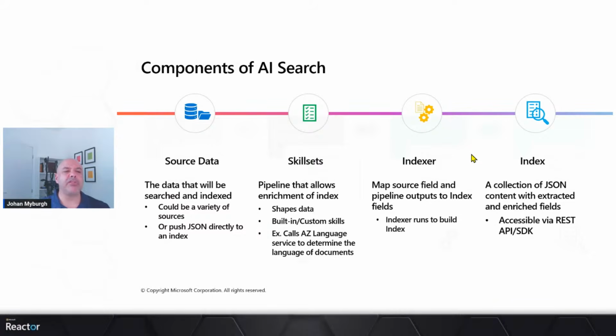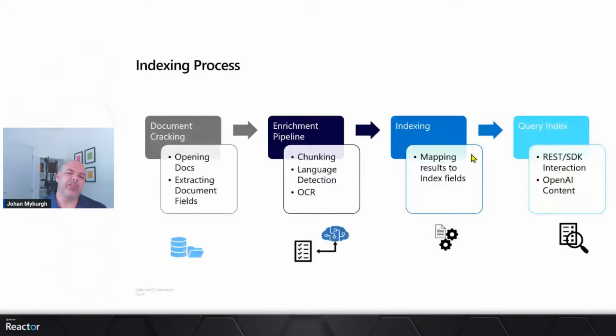The indexing process follows these components, rightfully so as well, because if I look at my data sources here, of course, the indexer has to open up these documents, right? This is referred to as document cracking. It cracks open these documents and then extracts the different fields.